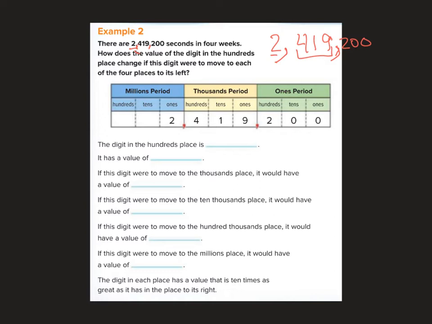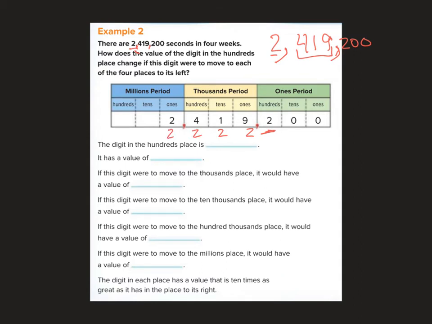How does the value of this digit in the hundreds place change if its digit were to move to each of the 4 places to its left? That's really confusing. So what it's saying is that if there's a 2 here, how did it change? If there was a 2 here, how would it change?